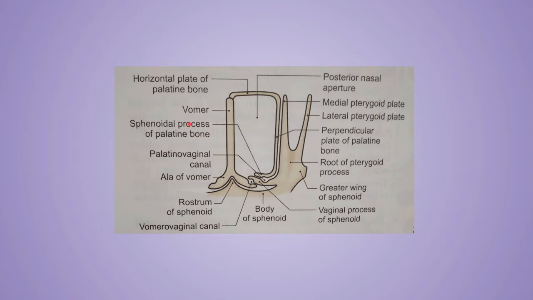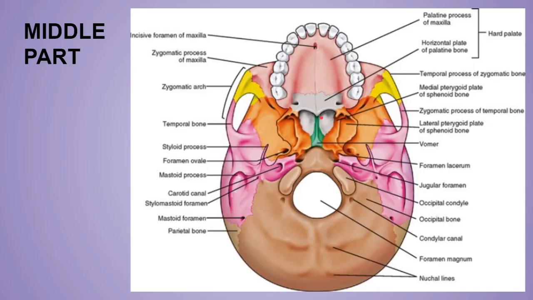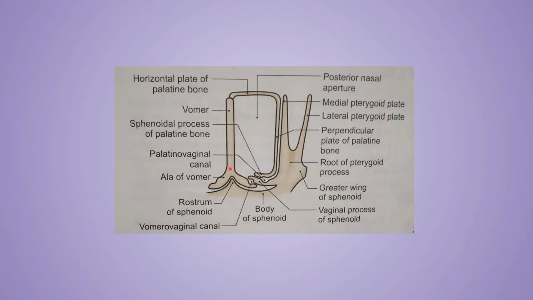Now the inferior border of the vomer articulates with the bony palate, as you can see. This is the bony palate. So it articulates inferiorly with the bony palate, and superiorly it splits into two alae, the ala of the vomer, which articulates with the rostrum of the sphenoidal bone.